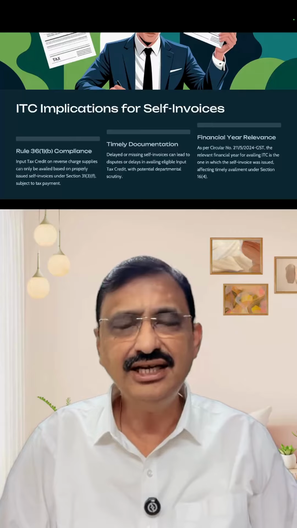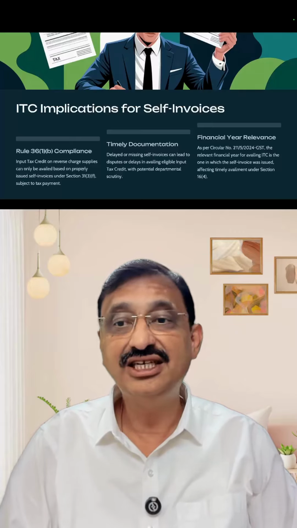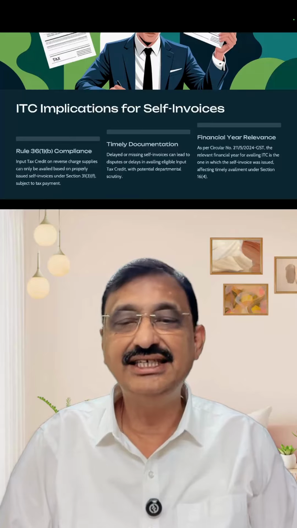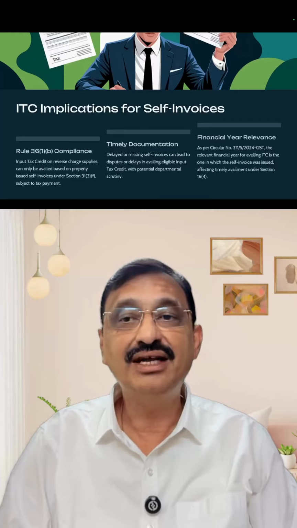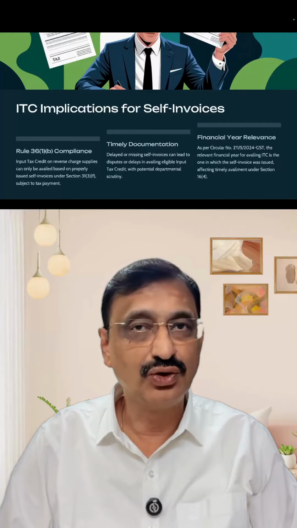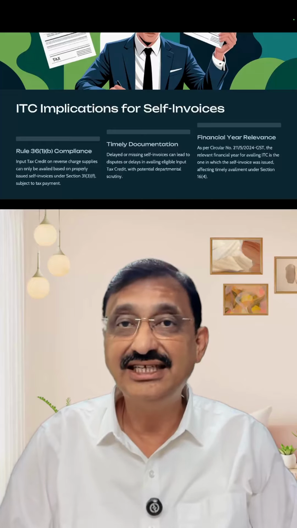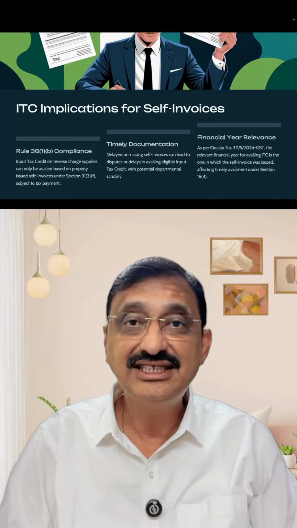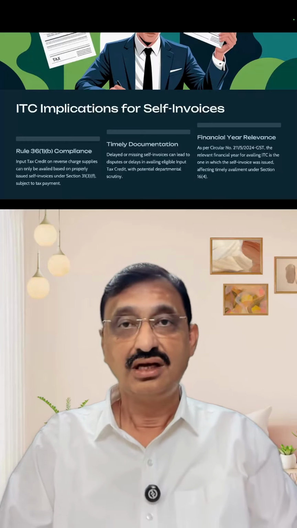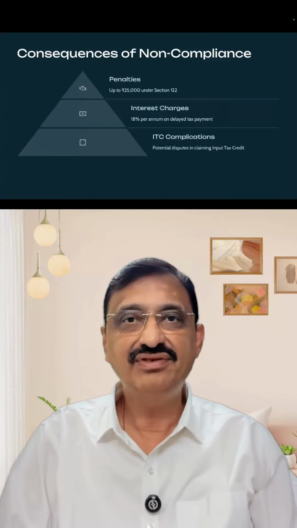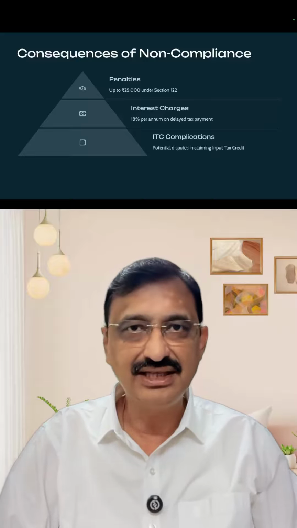Also, in a clarification issued by CBIC, it is stated that the relevant financial year for availing ITC is the one in which the self-invoice was issued, affecting timely availment under section 16 subsection 4. So the wording of financial year or relevant financial year quoted in section 16 subsection 4 is that financial year in which the self-invoice is issued.